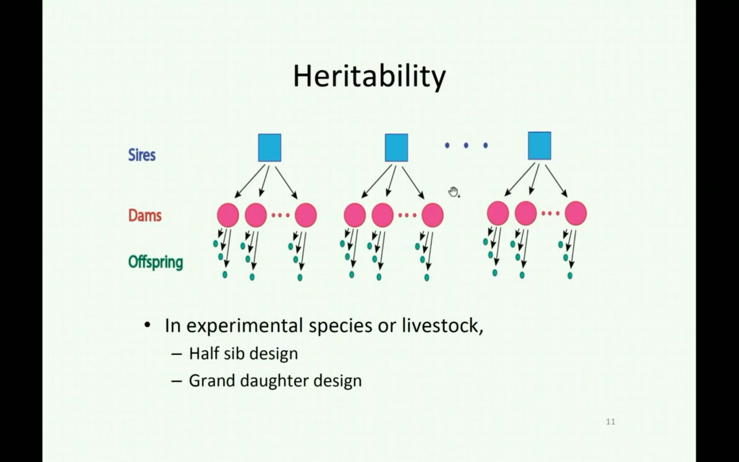And this is a half-sib design, actually the granddaughter design. So there are a number of sires, and there are a number of dams per each sire, and there are a number of offspring, in this case daughters, per each dam. So in experimental species or livestock, this half-sib design or granddaughter design is widely used to estimate heritability.